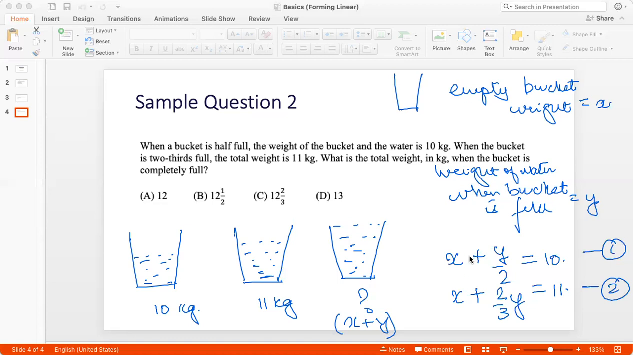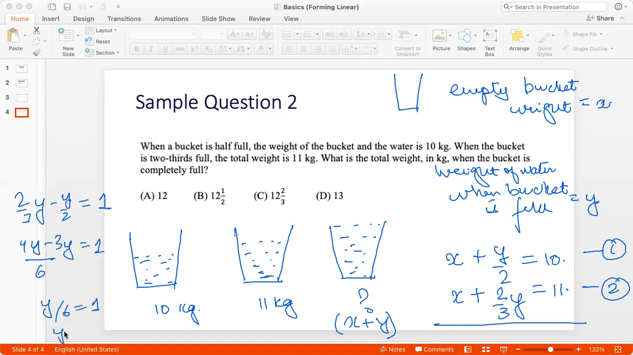So now it's pretty simple. If I subtract the first from the second, I can get the value of y. So what is 2 by 3y minus y by 2? That's going to be 1, right? Because the x terms will cancel, and 11 minus 10 is 1. So 4y minus 3y is 1. So y by 6 is 1. So y is 6. So the weight of the water when the bucket is full is 6 kgs.